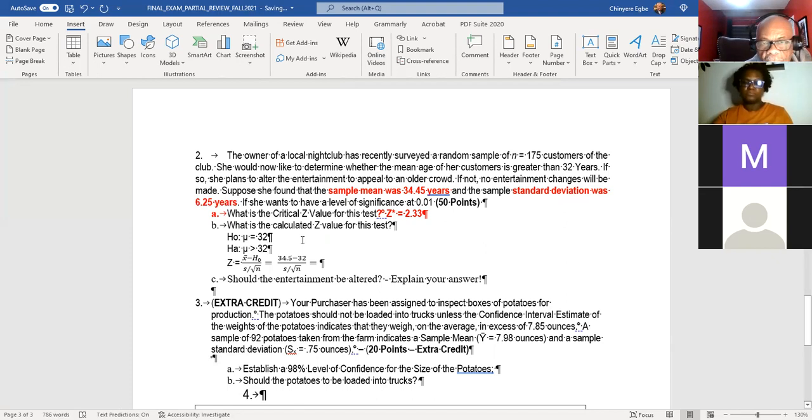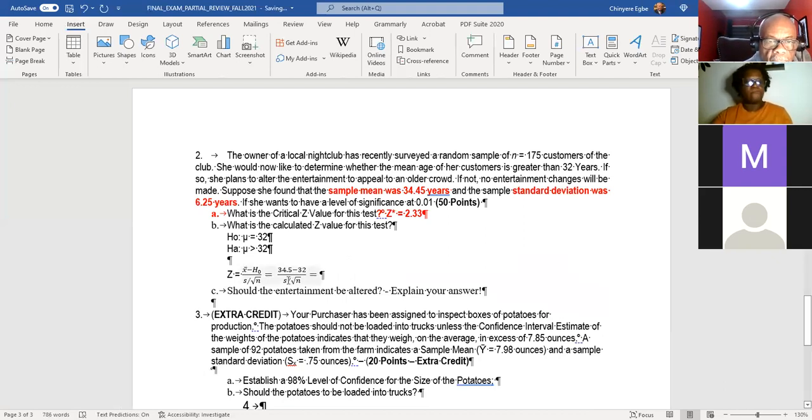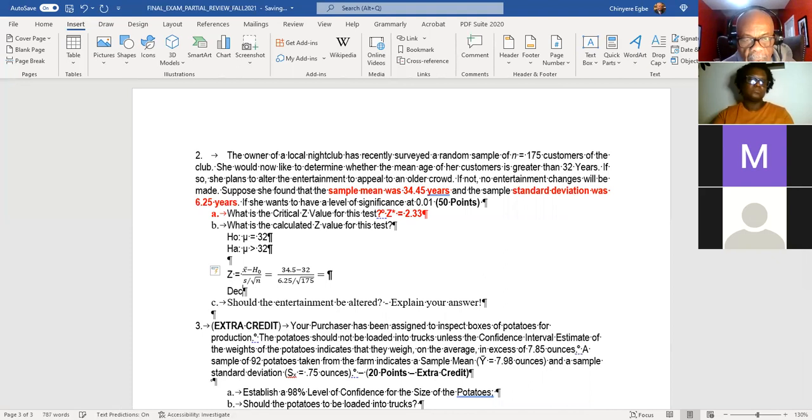And then, of course, you would select your critical Z, which you have already determined. And so S here will be 6.25. And the square root of N will be the square root of 175. So now, once you do this calculation, I want to see a decision rule.